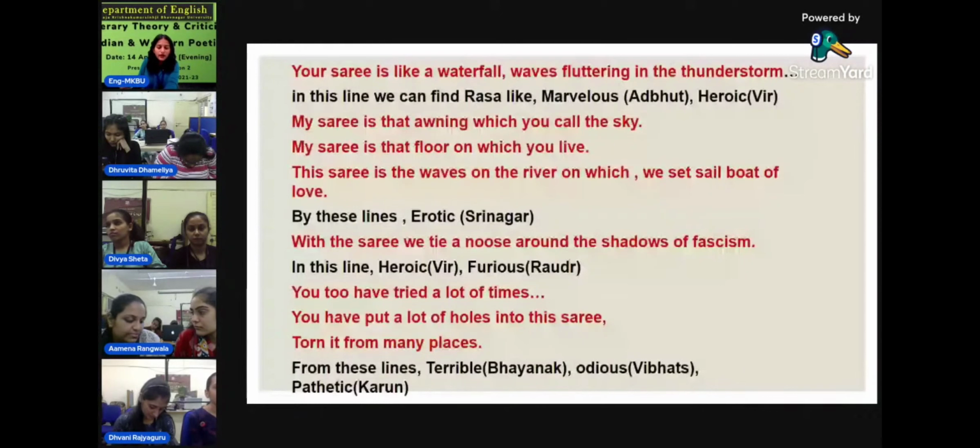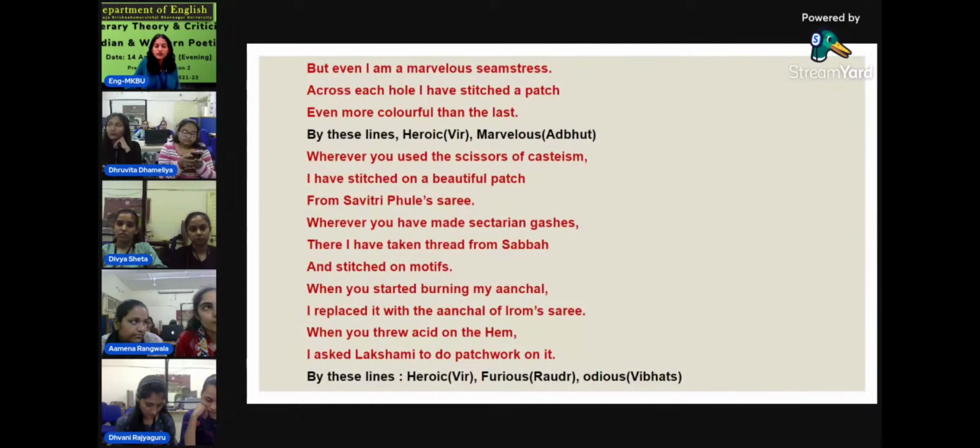You too have tired a lot of times, you have put a lot of holes into this sari, torn it from many places. So it is talking about rape, and how women are facing these kinds of terrible situations. And further, but even so I am a marvelous seamstress. Across each hole, I have stitched a page even more colorful than the last. Here the poet is talking about the heroic.